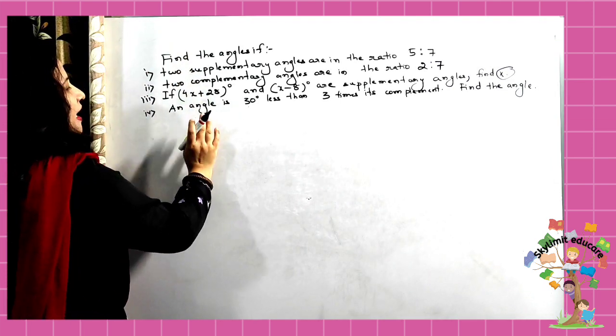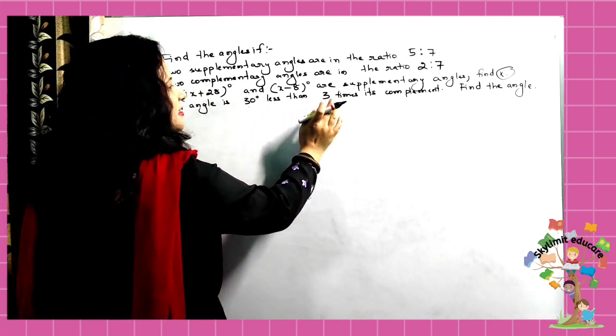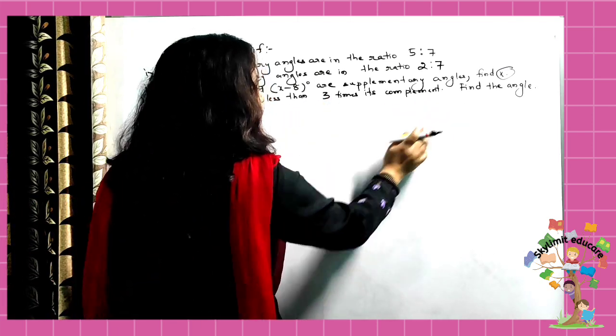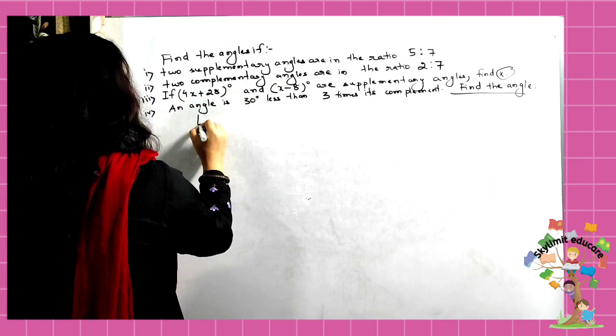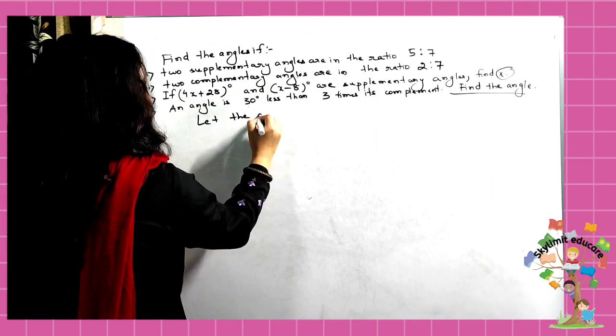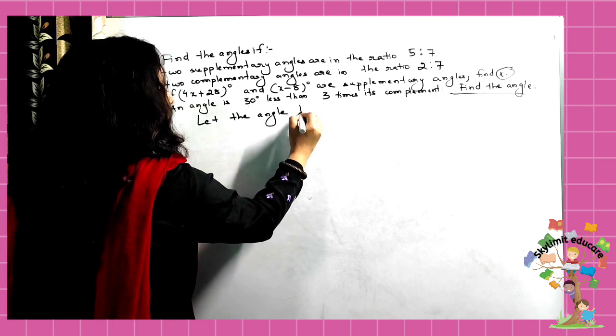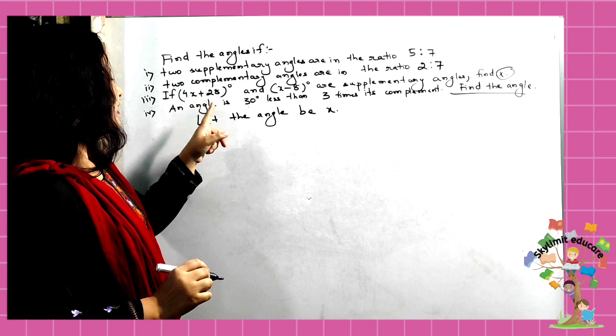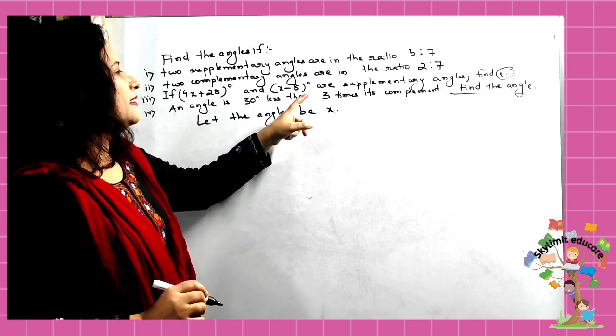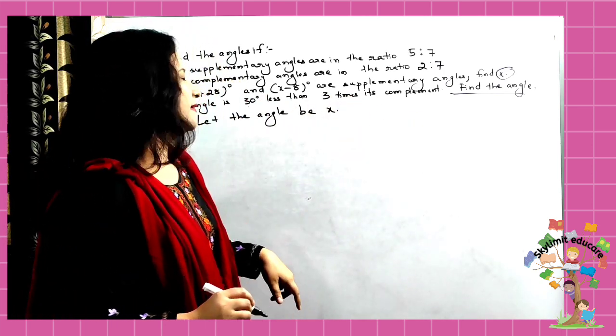Bit number 4. An angle is 30 degrees less than 3 times its complement. Find the angle. So first thing, let the angle be x. Now, an angle is 30 degrees less than 3 times its complement.